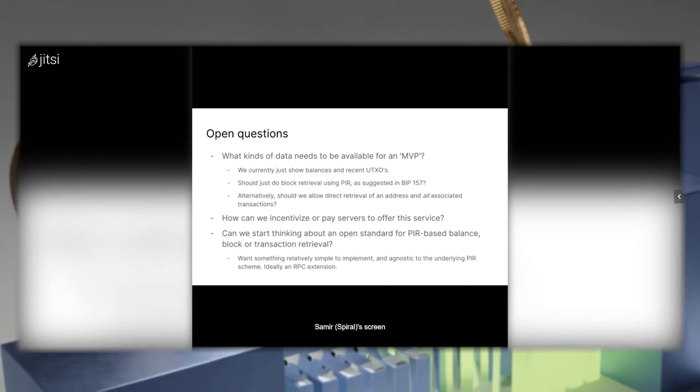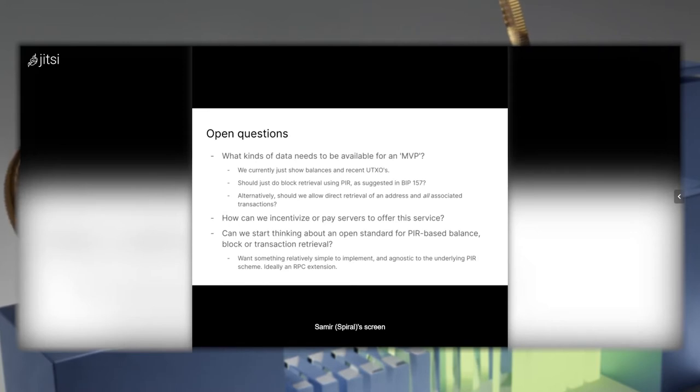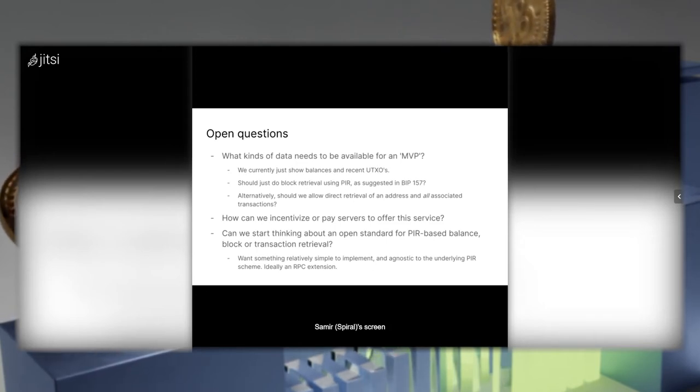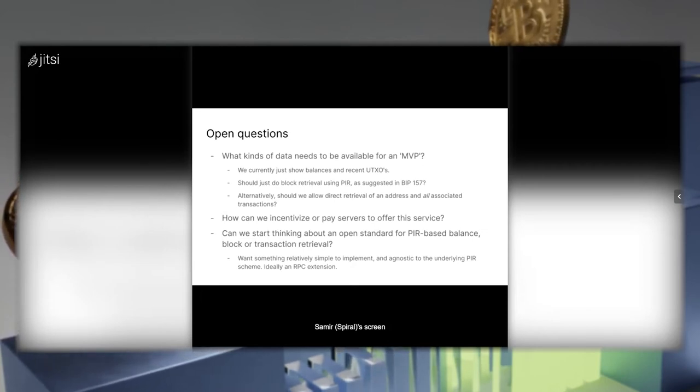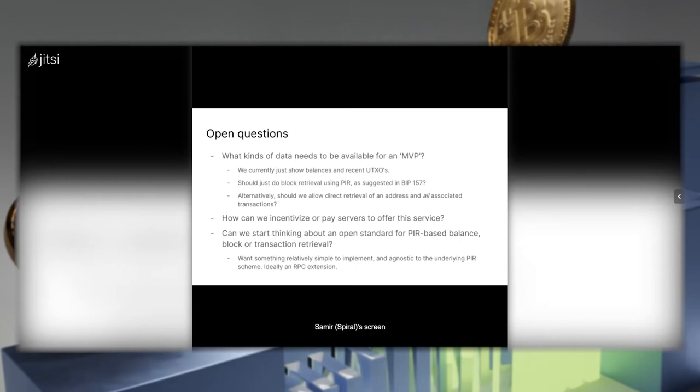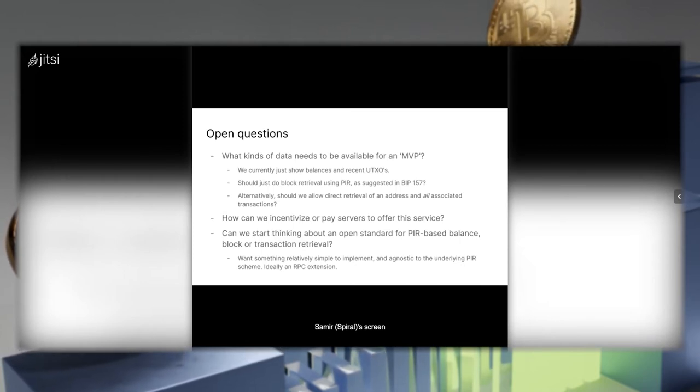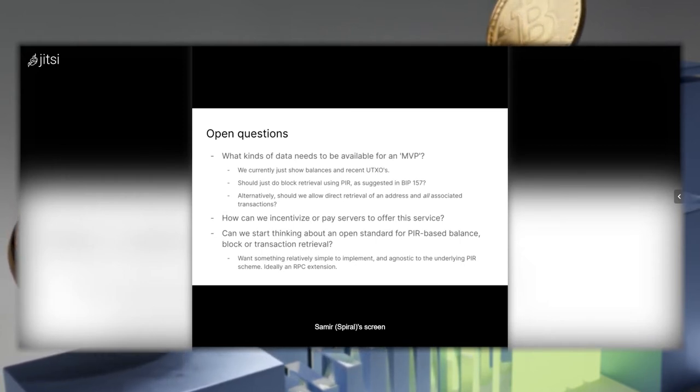Can we actually make batch requests with Spiral, like requesting multiple addresses simultaneously? If you notice today, no. We just have a text field with an address. We want to support that. There's actually a lot of theory and research about doing batch requests more efficiently.